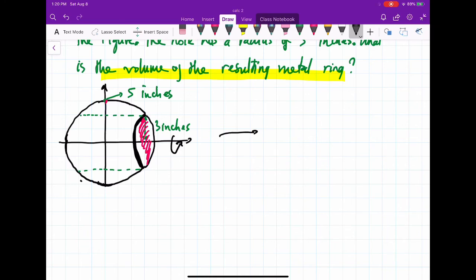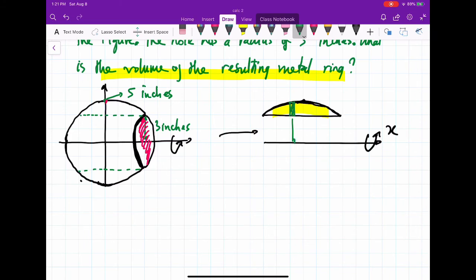Because if I just make a copy here, so here's 5, so here's 3, so my plane region looks like this. Is that correct? And then you rotate this region about the x-axis, you have the ring, right? So since we rotate about the x-axis, our planar cut should look like this, which is perpendicular to the axis of revolution, right?